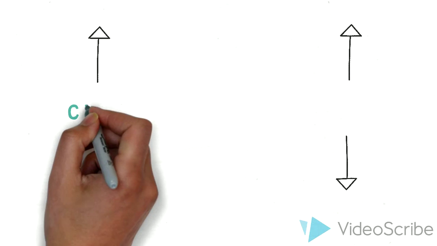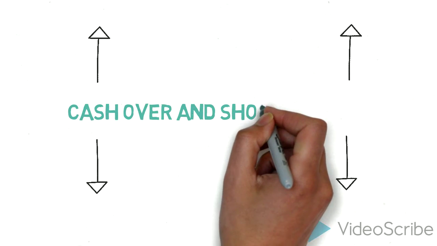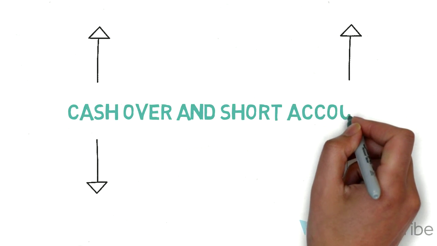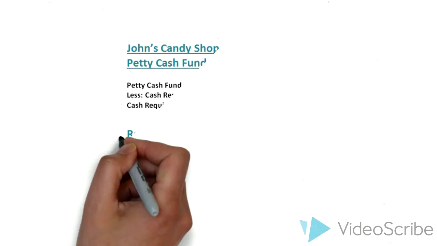In some cases, the amount of cash needed for replenishment may not be equal to the total receipt amount. This could be a result of the custodian not obtaining all receipts or possibly given the wrong amount of change. This is where the cash over and short account comes into play, having a debit or credit balance depending on the situation. Let's illustrate this by looking back at John's Candy Shop.